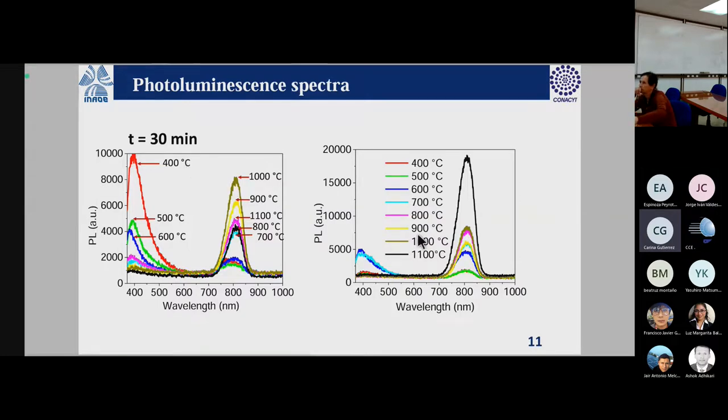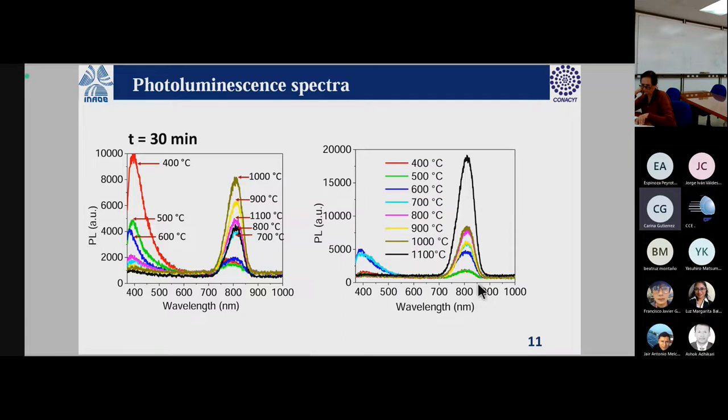But what happened with the opposite configuration? We can see that if we increase the temperature, the photoluminescence emission is fixed at 800 nanometers. So we can see that the order of the layers, the nanoparticle configuration, can modify the photoluminescence behavior.